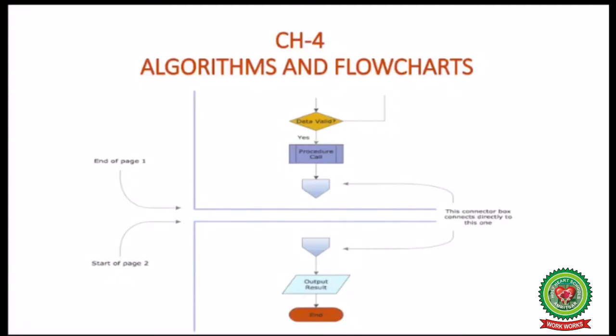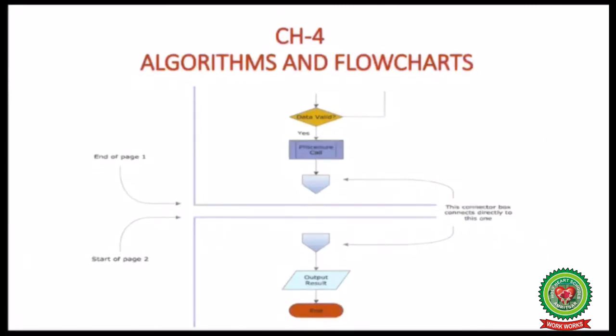Then there is a start of page 2, and at the top of page 2 we use an off-page connector. So this way we can join the parts of a flowchart that are on different pages. In this, the connector at the end of page 1 directly connects with the connector at the start of page 2.